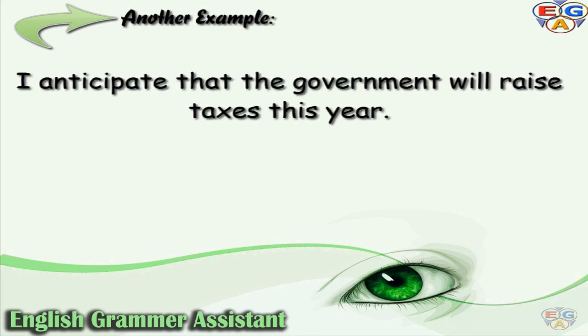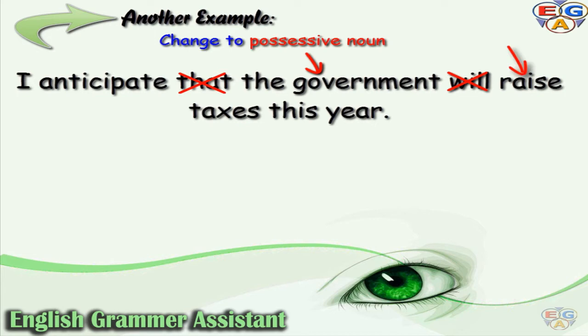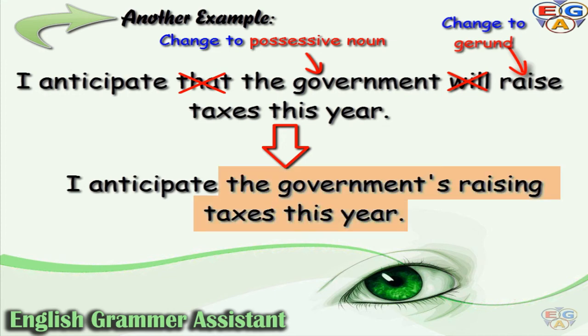Another example. I anticipate that the government will raise taxes this year. In order to reduce the noun clause in this sentence to gerund, eliminate the connector that, add the possession s to the subject, the government, delete the modal verb will, and change the verb raise to the gerund form. So, the new sentence becomes like this. I anticipate the government's raising taxes this year.